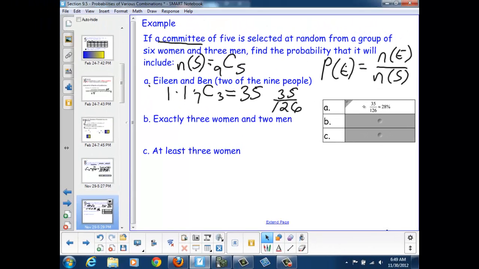Now, let's look at question B. What is the probability of ending up with exactly 3 women and 2 men? Well, here, I'm choosing 3 women out of a possible 6. So the first thing I do is calculate 6C3. And then notice I have an AND situation here, so I'm going to multiply by the number of ways I could choose 2 men out of the 3. So 3C2.